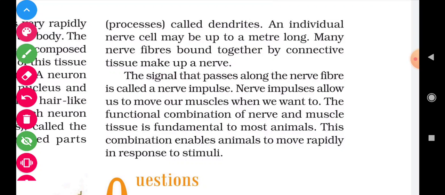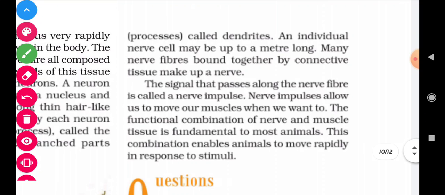Say for example, if we want to move our hand, then at that time our brain sends signals to the hand that it should be moved. So the signal will cause a movement of the hand. The functional combination of nerve and muscle tissue is fundamental to most animals. Means the relation between the nerve cells or the neurons and the muscle tissue is fundamental, a very primary connection necessary for the movement of the body. So this combination enables animals to move rapidly in response to stimuli.